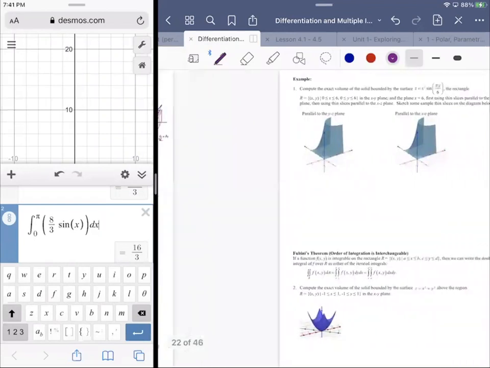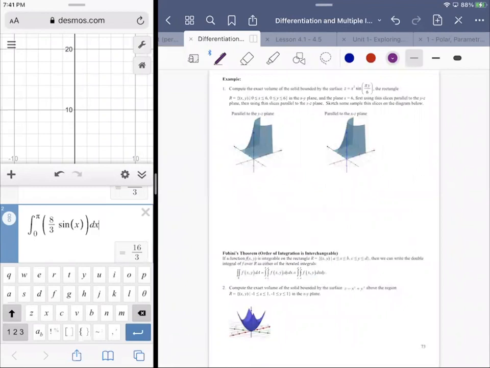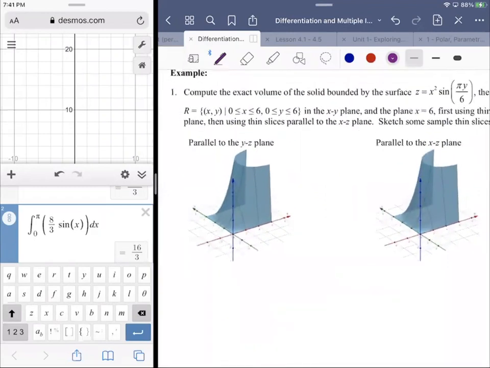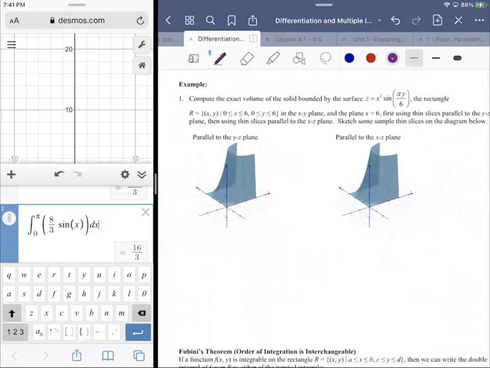So let's take a look at an example. And you can see here that the diagrams get a little spicy, but how we view the diagram will dictate how things go. So it says compute the exact volume of the solid bounded by the surface. All right, so that surface, z equals x squared plus x squared times the sine of pi y over 6. That is that big green shoe looking thing. That's what that surface is.